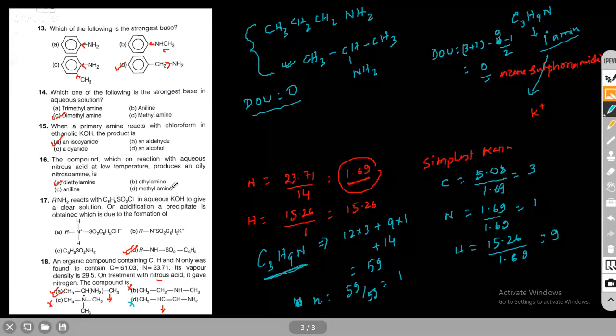If you don't have the information that on treatment with nitrous acid it gave nitrogen, or don't know it is a primary amine, then from this data you can use the mole concept to get the empirical formula and then the molecular formula. With the molecular formula, you can then eliminate option D only.